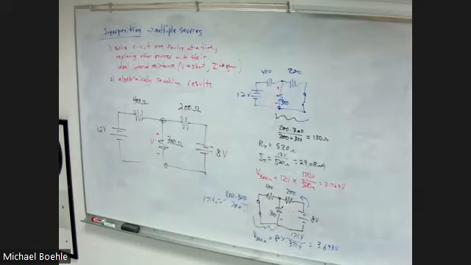So we take 3.693 plus 2.769, and we get 6.46 volts. Okay? Final answer.